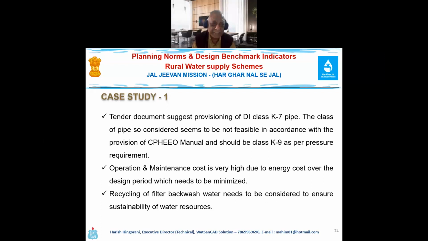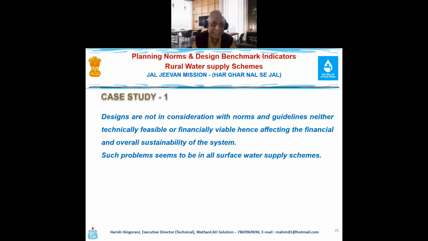So again, the issue of K7, K9 or MS pipe should be governed by the requirement of pressure. Operation and maintenance costs of such a scheme are very high over the design, which needs to be minimized. Recycle filter backwash, which we already suggested, should be taken care of. Hence, such designs are not in consideration with the norms and guidelines of the CPHO manual, neither technically feasible nor financially viable, and the overall sustainability of the system should be considered.